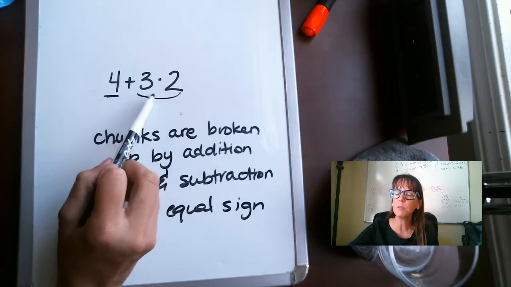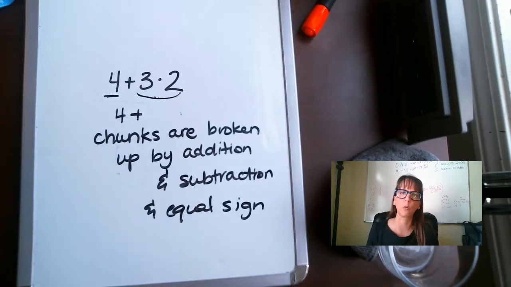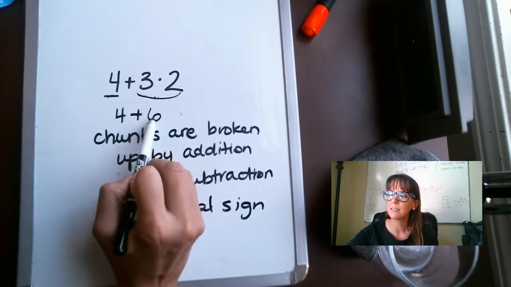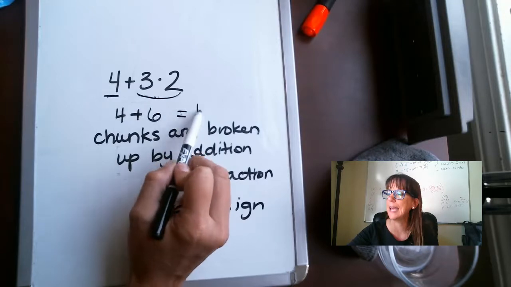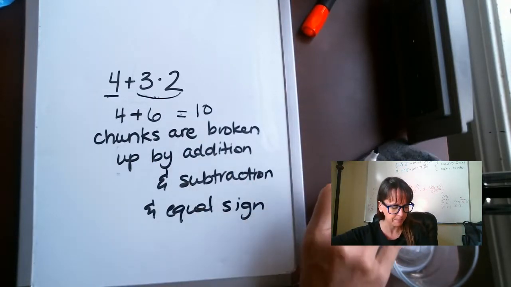So in this case, we're going to simplify by doing this guy first. So we're gonna have 4 plus, and always bring down what you're working on. So I brought down 4 plus, and then this guy is 6, right? And 4 plus 6 is 10, okay? We'll get into some more complicated ones that make it a little bit easier to see.